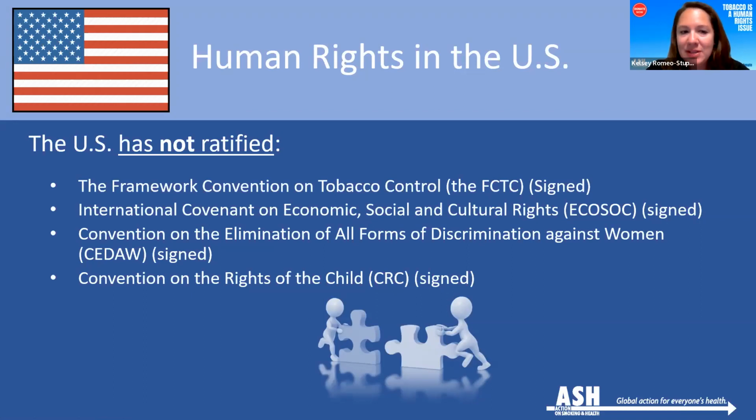So using human rights in the US, as I've mentioned, is a little bit complicated. The United States does not often sign on to human rights treaties because it has the force of national law. So once we sign it, it's the same as the Constitution or any other federal law. So it's pretty uncommon for the US to ratify. The United States has not ratified the ones on the screen: the Framework Convention on Tobacco Control, the International Covenant on Economic, Social, and Cultural Rights, the Convention on the Elimination of All Forms of Discrimination Against Women, and the Convention on the Rights of the Child. Many of you have probably heard this before.